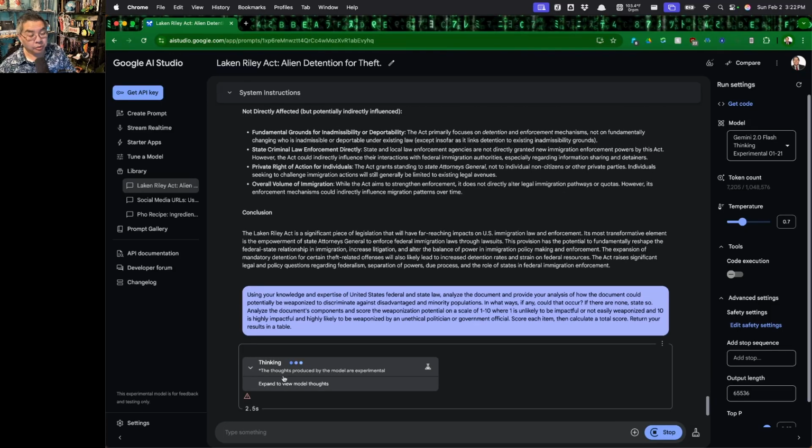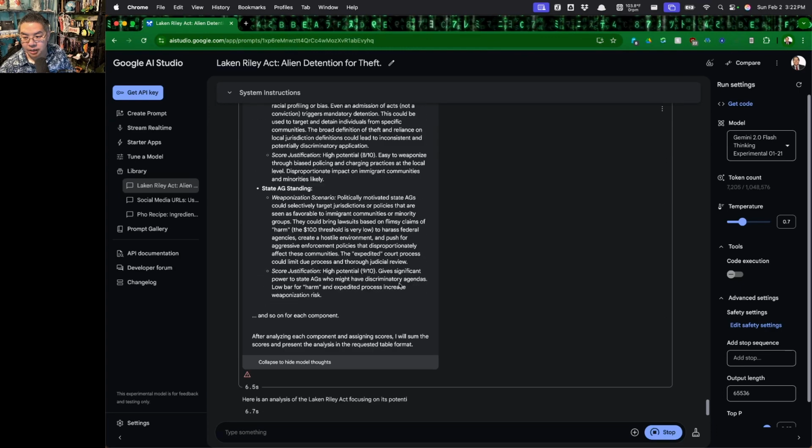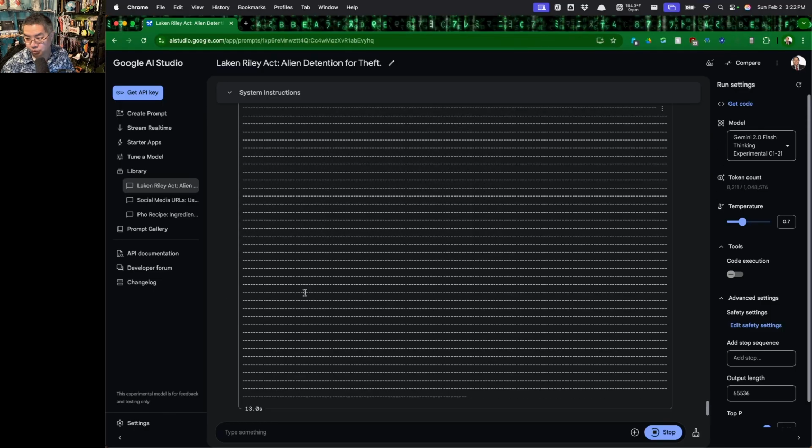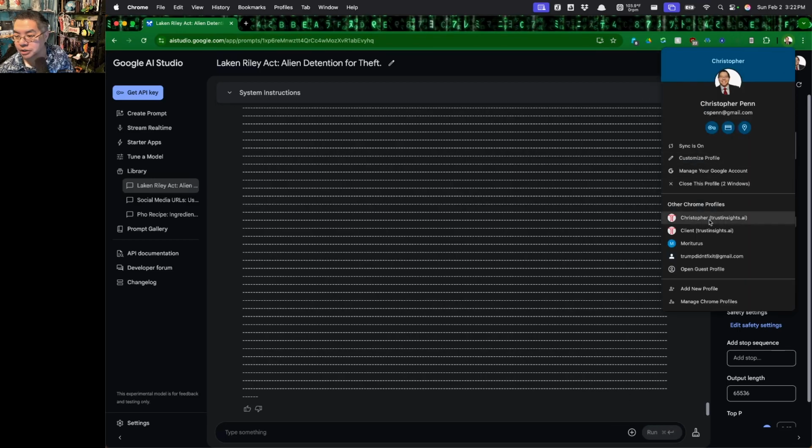So now it's going to go and think through all of what we just asked it, and it's having its own chain of thought. And let's see what it comes up with. It says, here's an analysis. Whoa, it looks like it's about to... I have seen this before. This is what happens when Gemini just goes off the rails, and it's just not sure what to do.